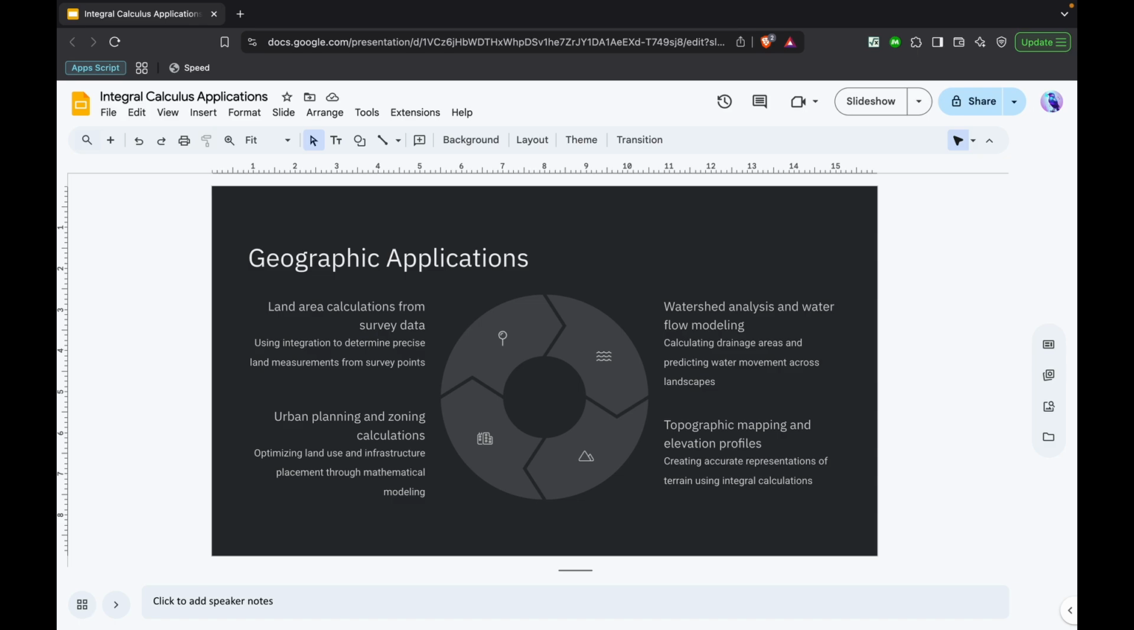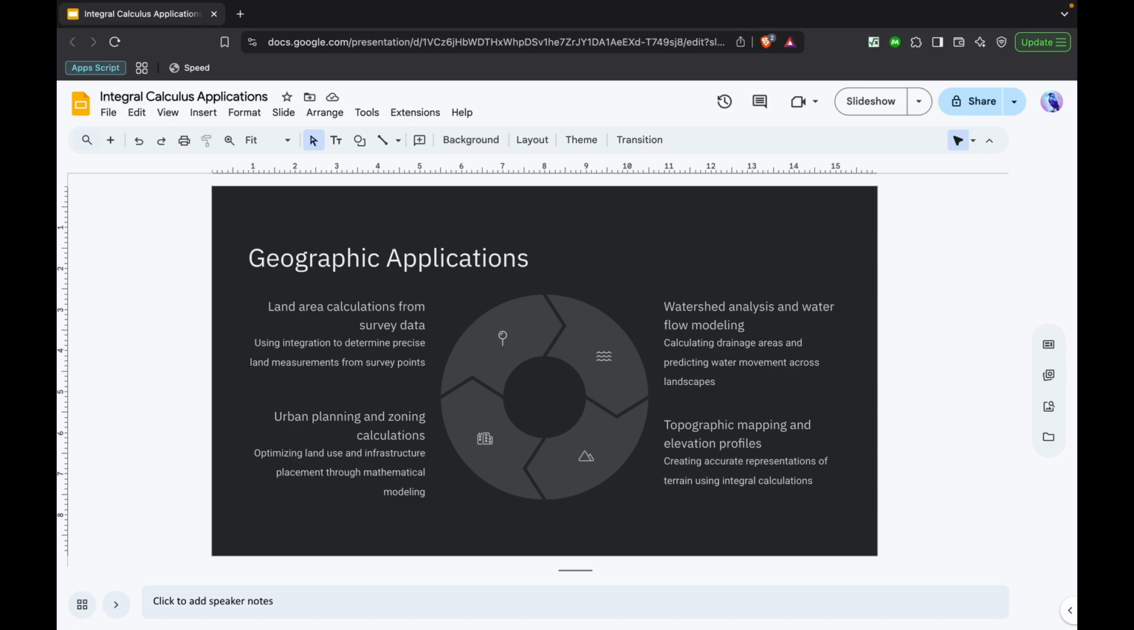Now, the third one is topographic mapping and elevation profiles. A way to explain this is if you've ever seen those maps where you have red, yellow, orange, purple, and brown, and there's a key that says this is this much height above ground. That's what's called elevation profiles or topographic mapping.